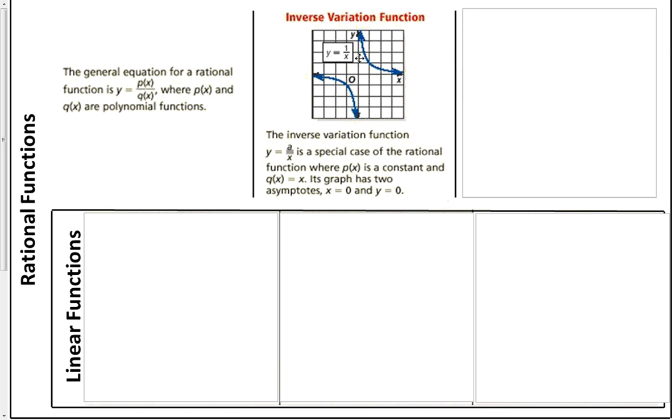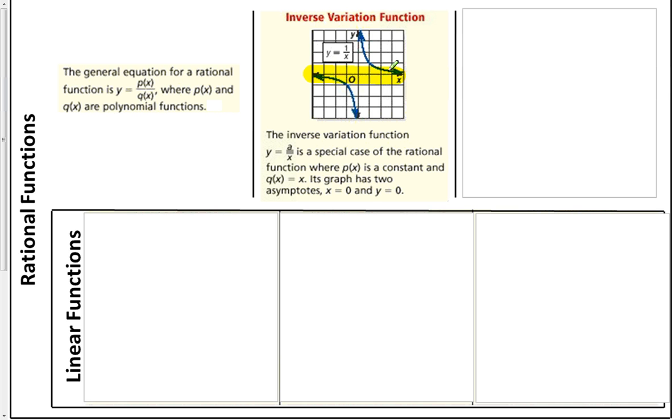The first one is a special case where we have the inverse variation function. And in this function, it's y equals 1 over x. It's specifically that, or in this case, any constant, y equals any constant over x. One way to recognize this is that you're going to have two asymptotes. Both of the axes will form your asymptotes here.